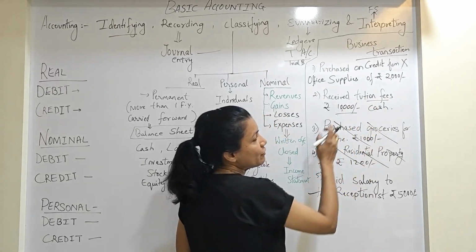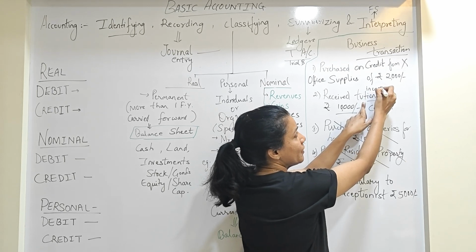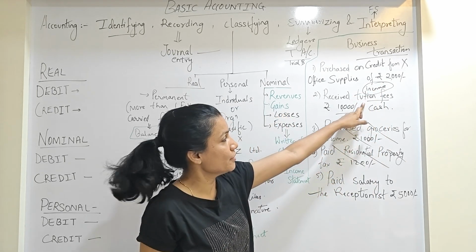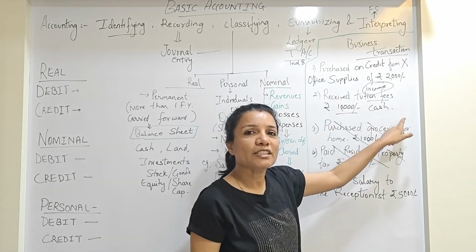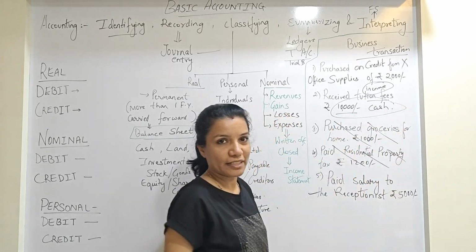Now, for example, receive tuition fees. Tuition fees is what? Tuition fees is my income. So, income account is getting affected. Now, received in cash. Cash is an asset. So, cash is getting affected.